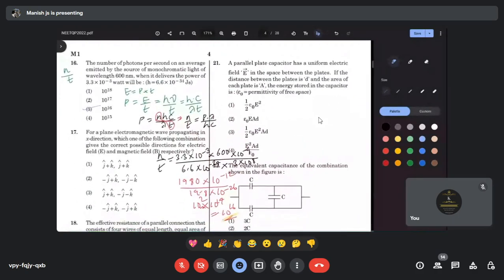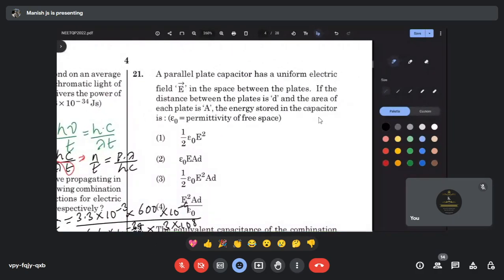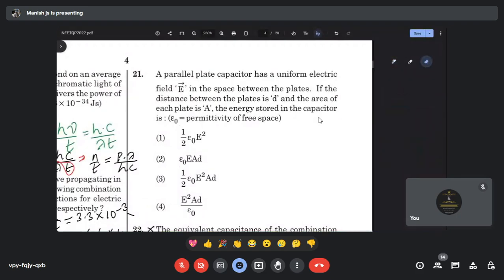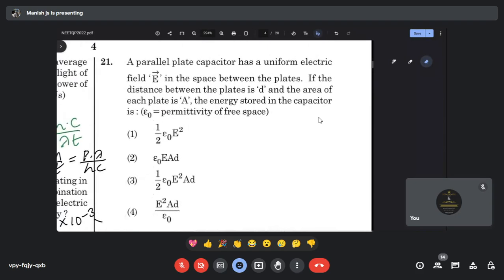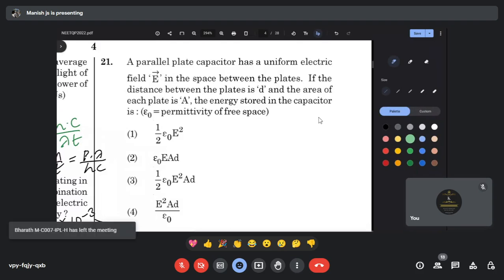Okay, so again we'll move on to the next one. Question number 21. I'll just erase all this part. A parallel plate capacitor has a uniform electric field, E bar, in the space between the plates. If the distance between the plates is D and the area of each plate is A, then the energy stored in the capacitor would be; so we are finding out what would be the energy stored given these conditions.